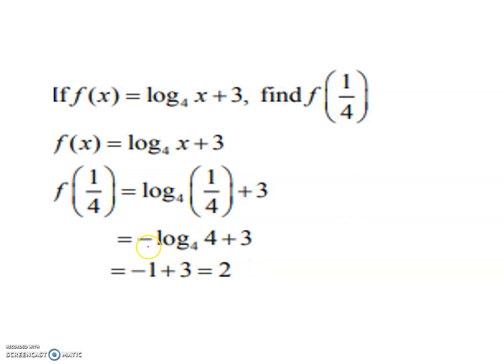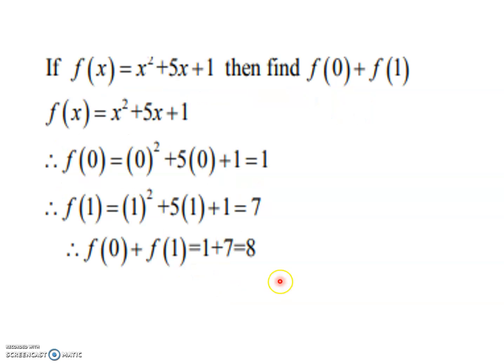So that's why the minus term comes here. I use the laser pointer. Minus log 4 to the base 4 plus 3. We know that log a to the base a is 1, which means log of 4 to the base 4 is 1. So we have 1 into minus 1 plus 3. We derive the value of the function f of 1 upon 4 is equal to 2.